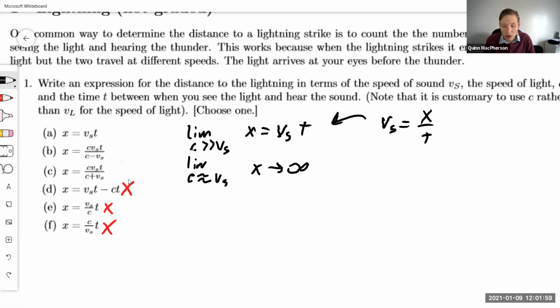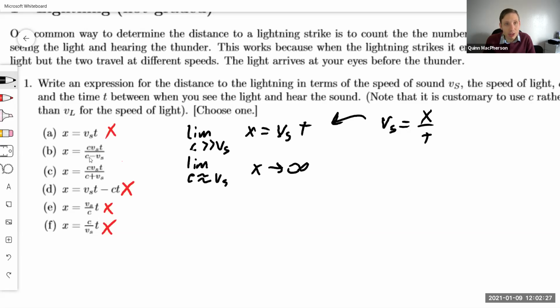So let's try this here. If vs was equal to c, x for the top one would still just say vst. So that's not okay. It would basically say it doesn't depend on c, which is patently not the case in this limit, because, well, it has to get really big. Okay, let's look at this one.